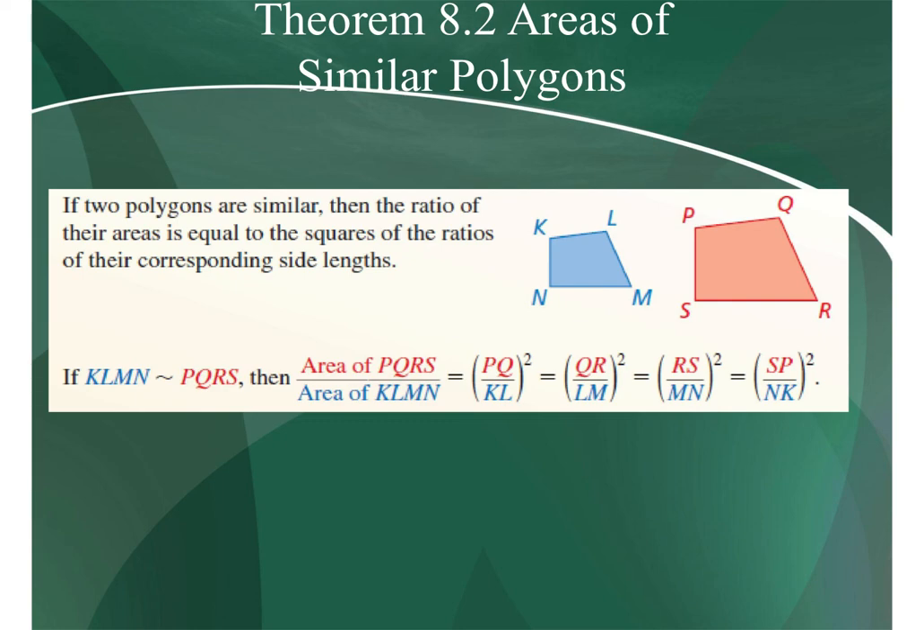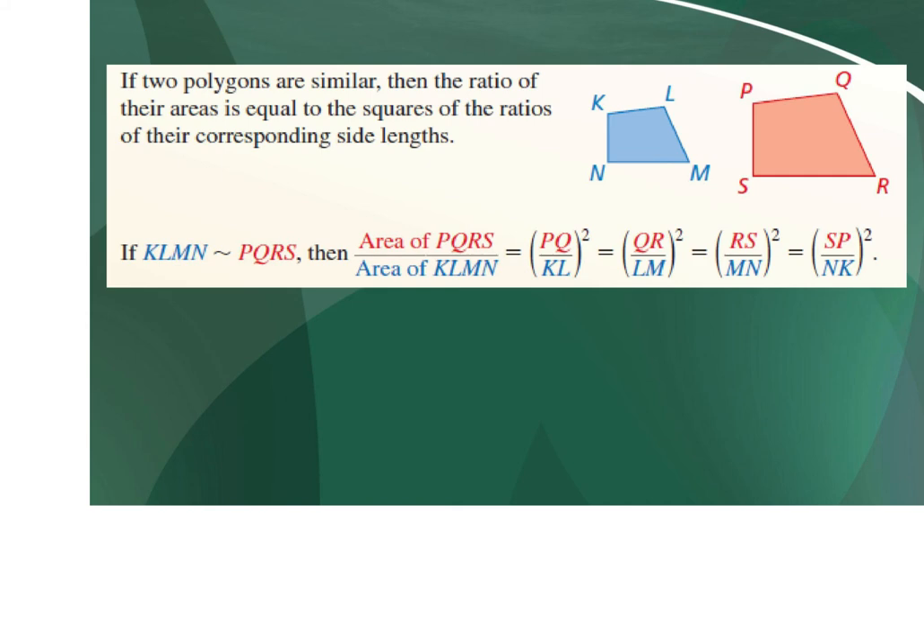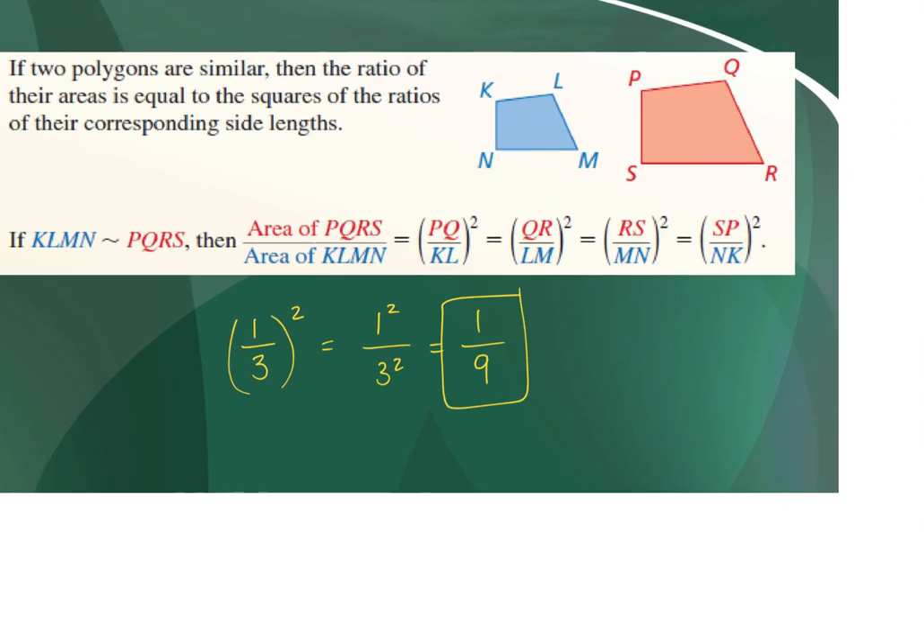So let's say we had a ratio or a scale factor of 1/3, and we squared it. This would be 1 squared over 3 squared, which is 1/9. Let's say we had a scale factor of 3/4, and we squared it. This would be 3 squared over 4 squared, which is 9/16.